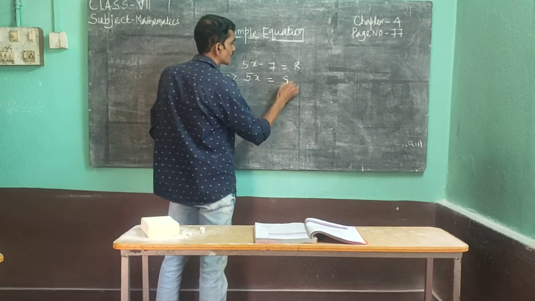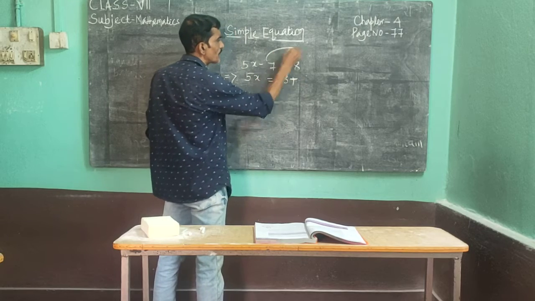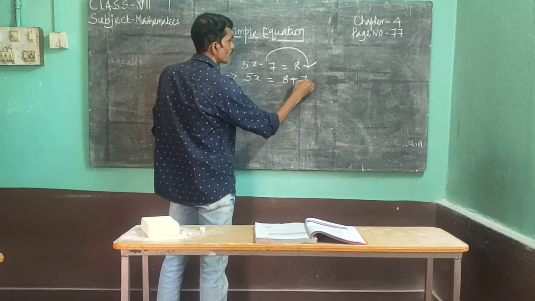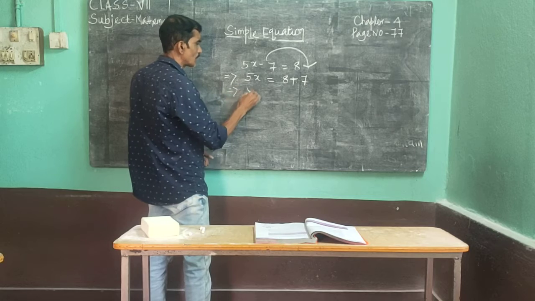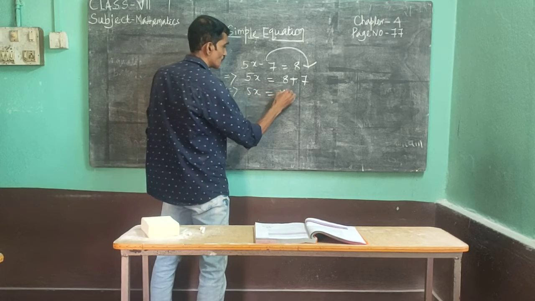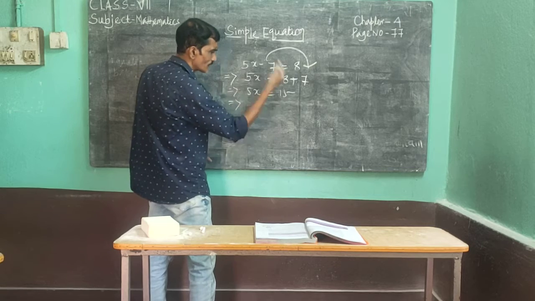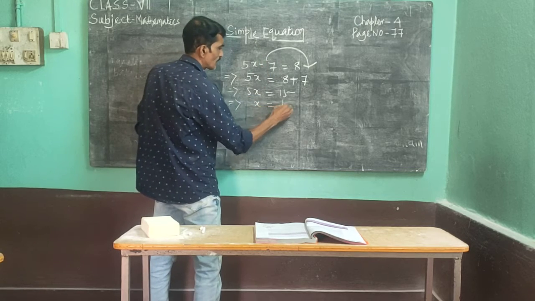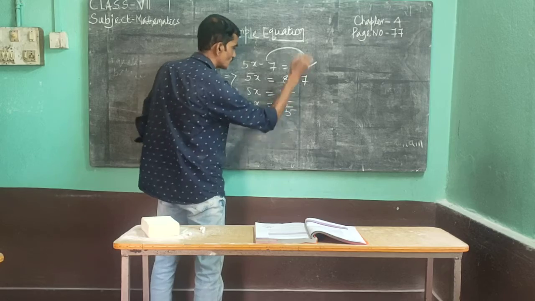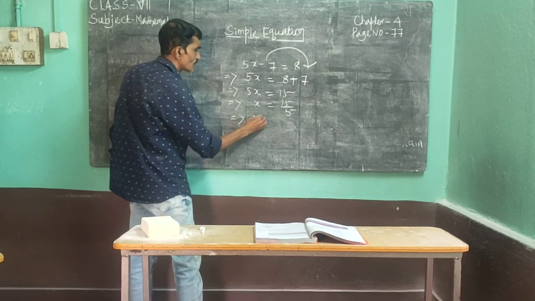5x, I am taking that side first. Here minus 7 and going by taking plus 7. Now first solve. 5x equals 15. Next, here 5 is multiplied. It is going to RHS, which means the mathematical operation division is going on there. So x, I got 3.